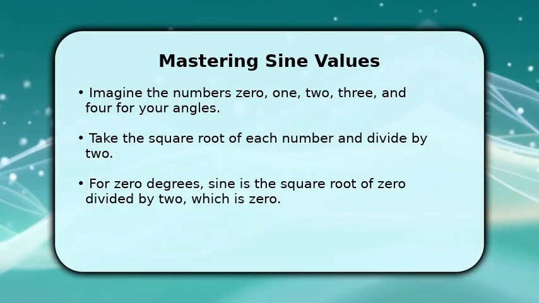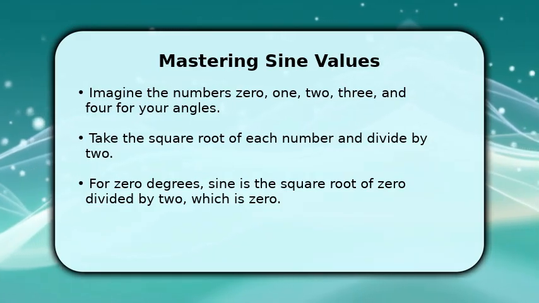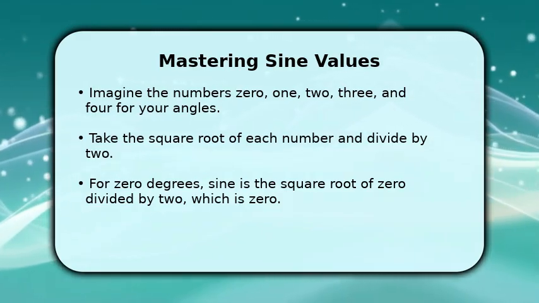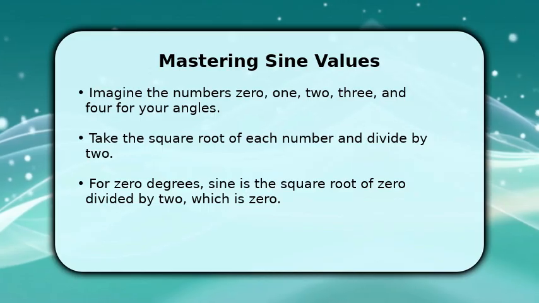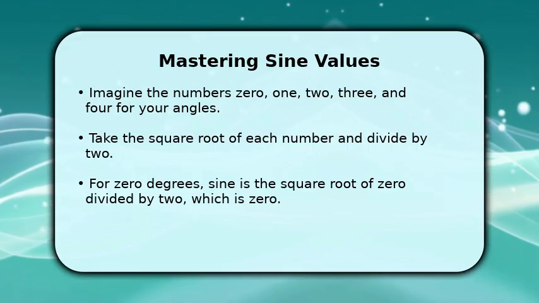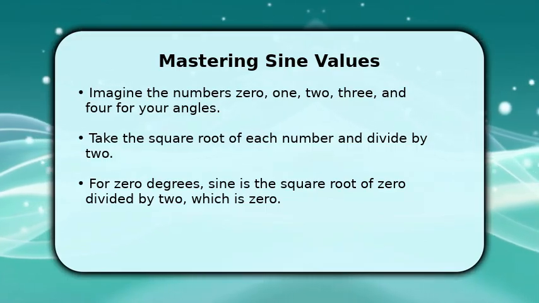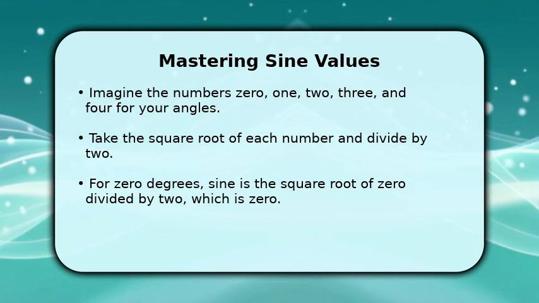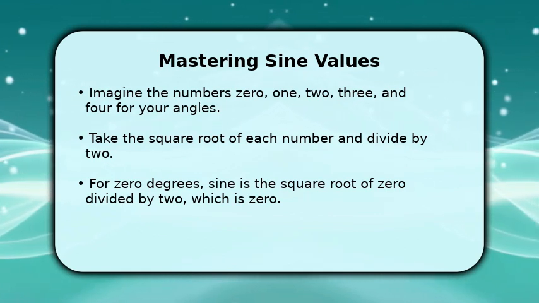Sine of 30 degrees is the square root of 1 divided by 2, which is 1/2. Following this pattern, sine of 90 degrees becomes the square root of 4 divided by 2, simplifying to 1. This method provides a consistent way to remember all 5 sine values.